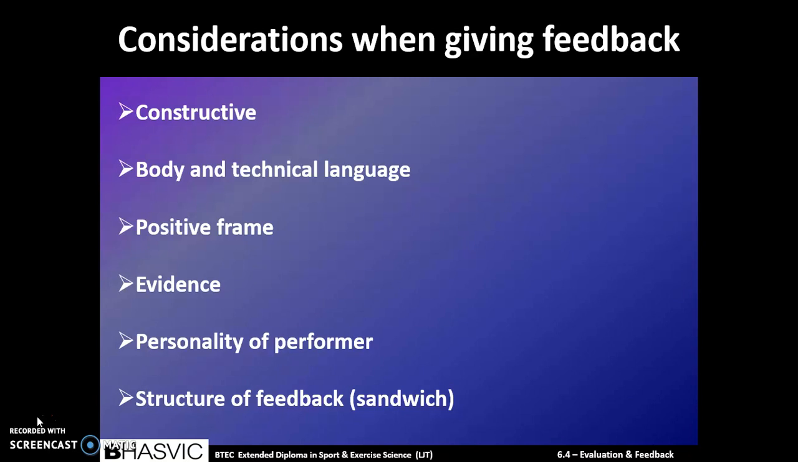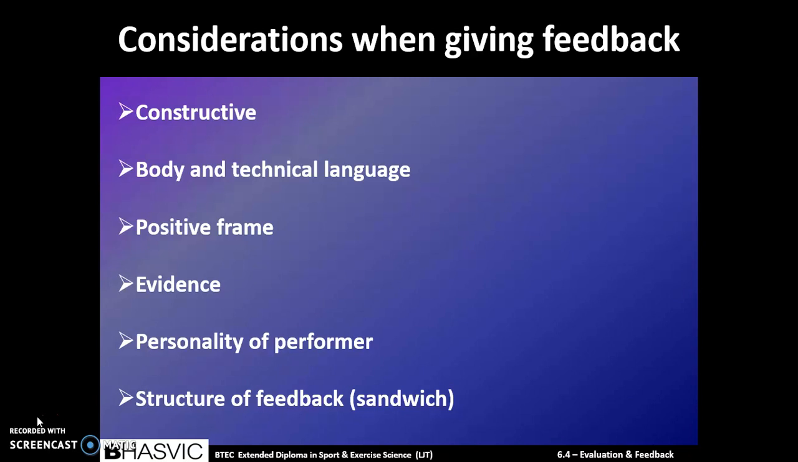Your body and technical language, body language, it needs to be comforting but approachable, maybe stern in certain areas. You don't want to come across as if you don't really care. You don't want to seem slouchy, lazy, laid back when you're trying to help them out as an individual. You're trying to make them better.